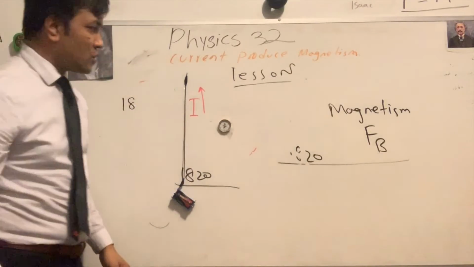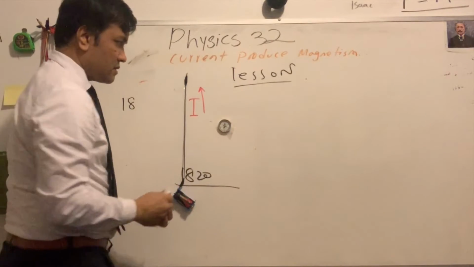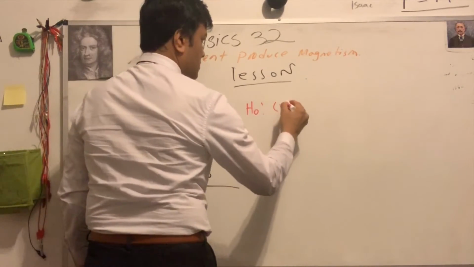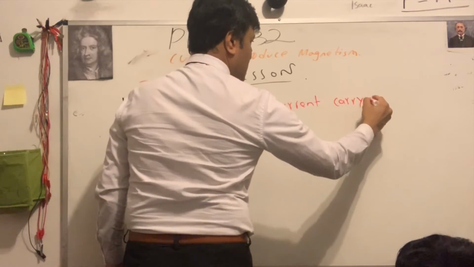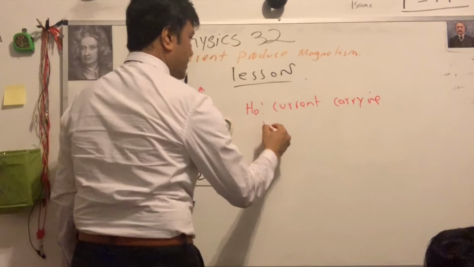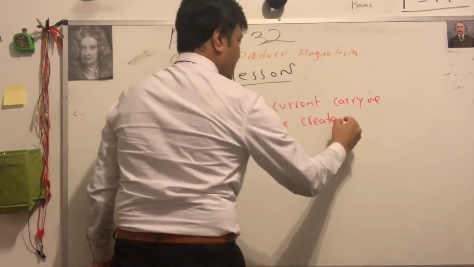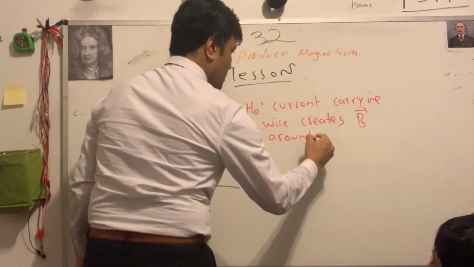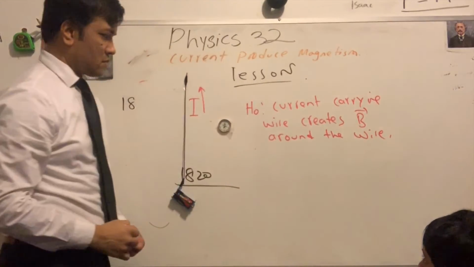So that allowed him to create a hypothesis. What is the hypothesis he created? Current carrying wire creates a magnetic field around it. I can actually see the fluxing right now. The pen isn't pointing south that much.